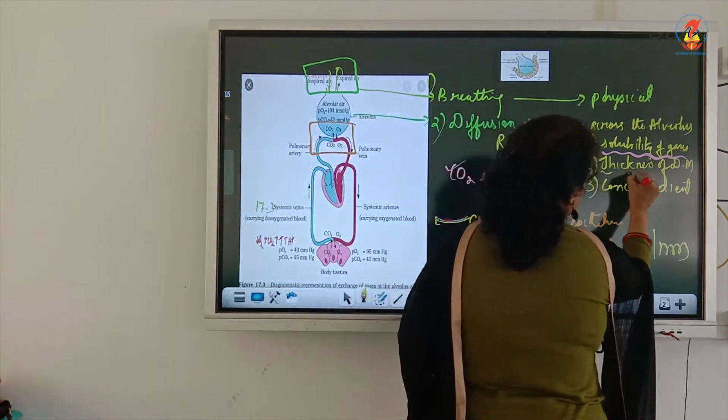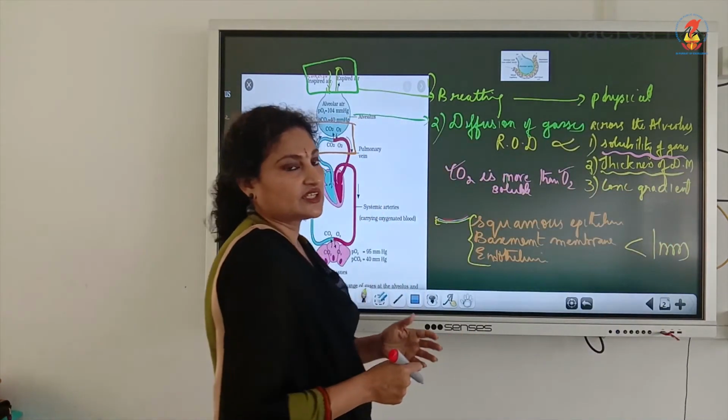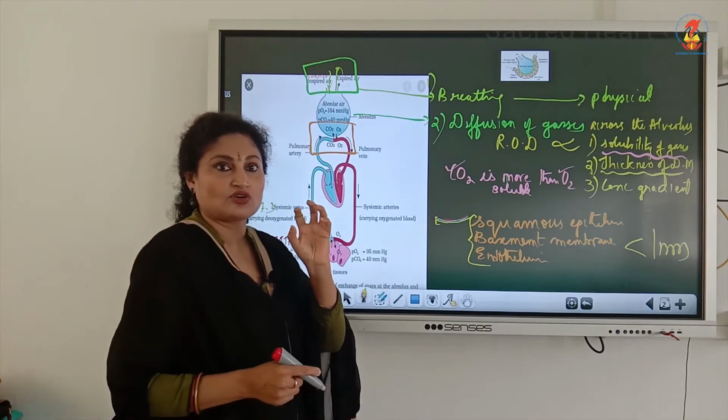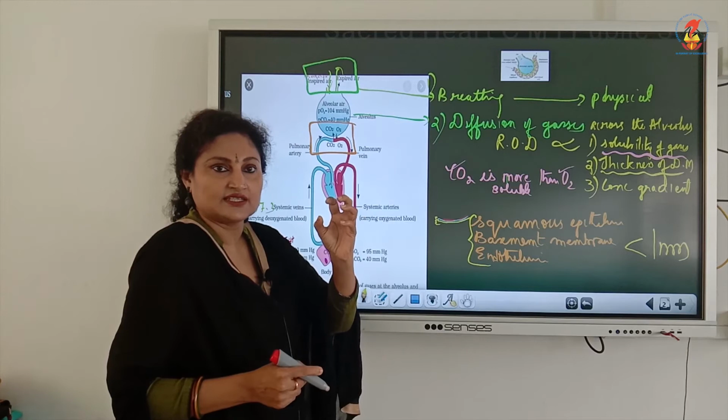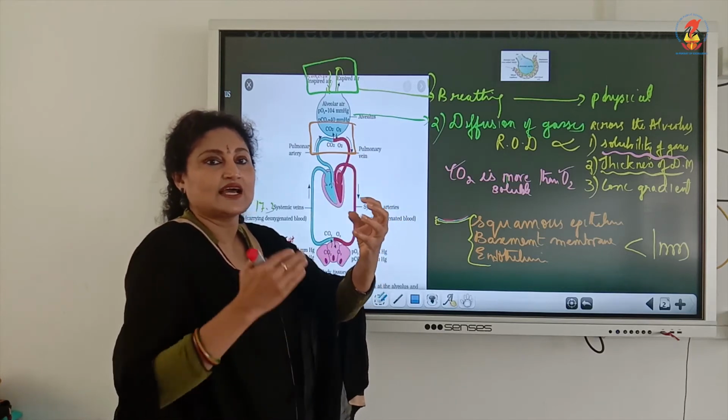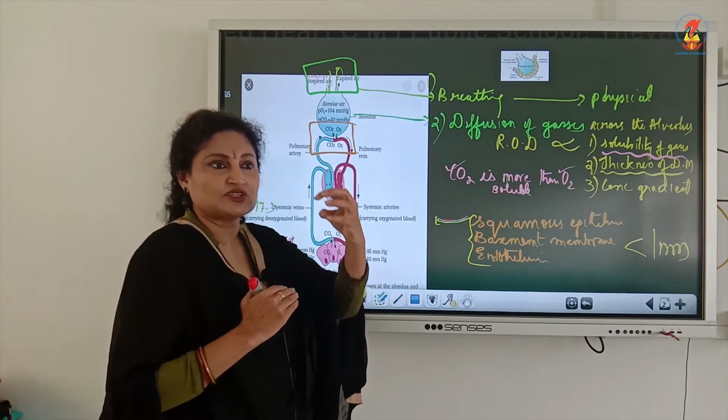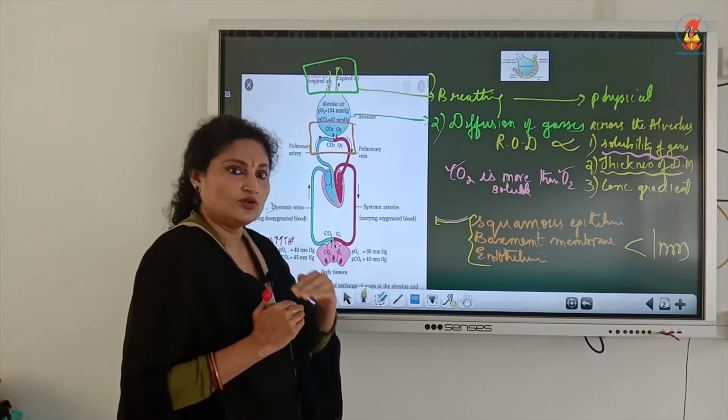So that is also satisfied. And last, the concentration gradient. Definitely we know the alveolus is rich in oxygen. So when there is more oxygen, a gradient is created: more oxygen in the alveolus than in the blood. So there is movement of oxygen from a region of high concentration to a region of low concentration.